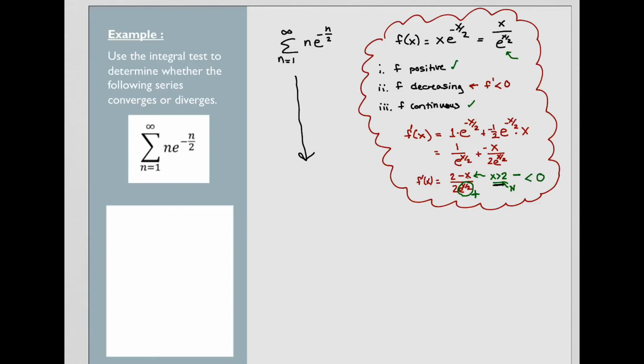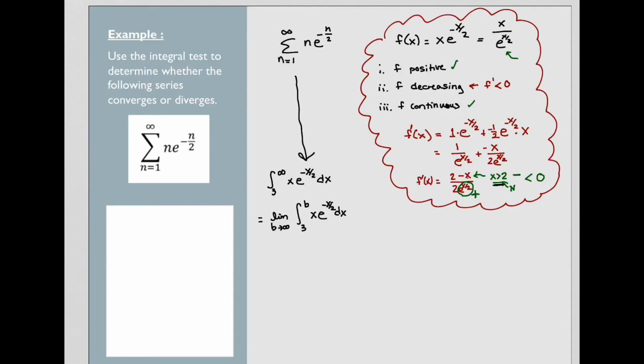Remembering that the function is decreasing when x is bigger than 2, we look at the improper integral of 3 to infinity of x e to the negative x over 2 dx. We rewrite that with a limit. That's the limit as b goes to infinity of the integral from 3 to b of x times e to the negative x over 2 dx.